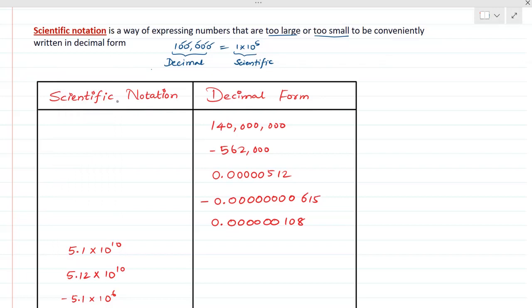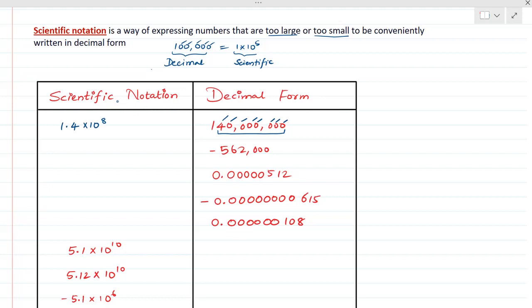The given is a decimal form. So I write this part as 1.4 into 10 to the power. How many numbers will you have? 1, 2, 3, 4, 5, 6, 7, 8. So therefore it is 10 to the power 8. So 10 to the power 8 is the scientific form.